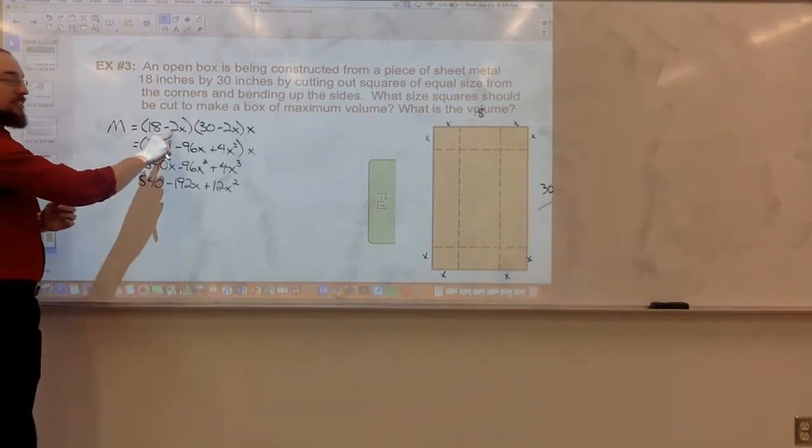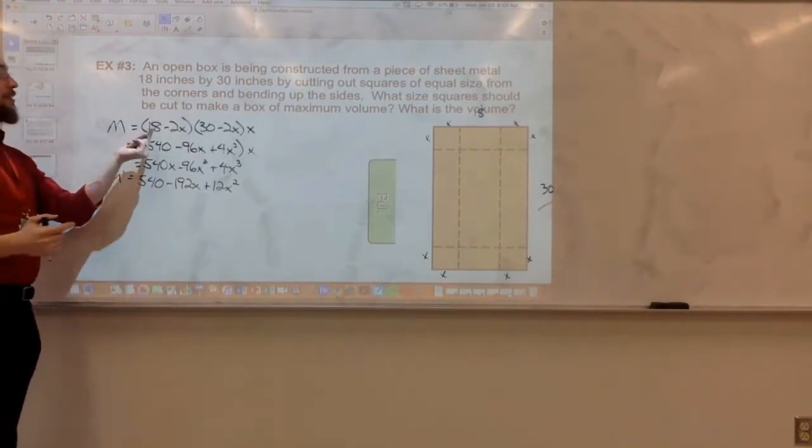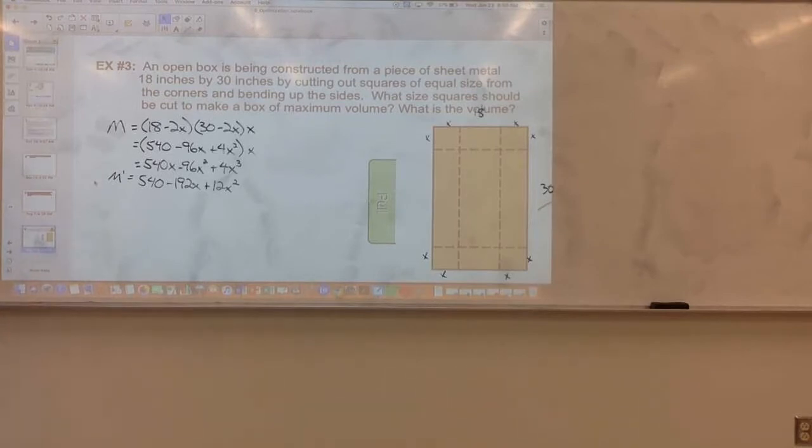So I did negative 2x times 30, which would be negative 60x. And then negative 2x times 18 would be negative 36x. So negative 60 and negative 36 gets me negative 96. Where did you get 60? I was thinking 30 minus 36.